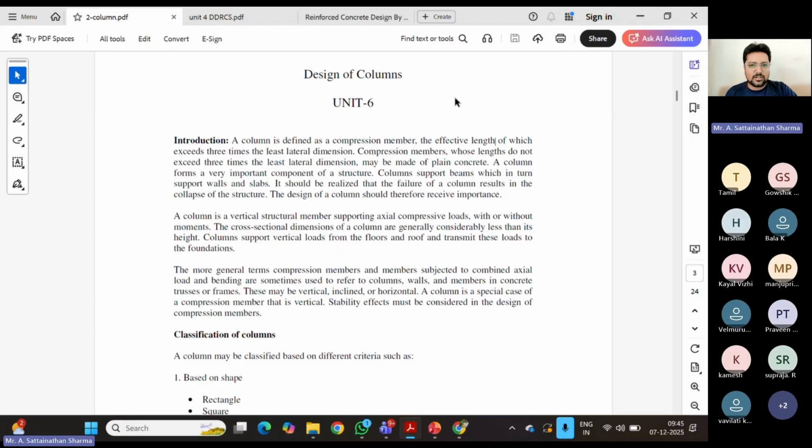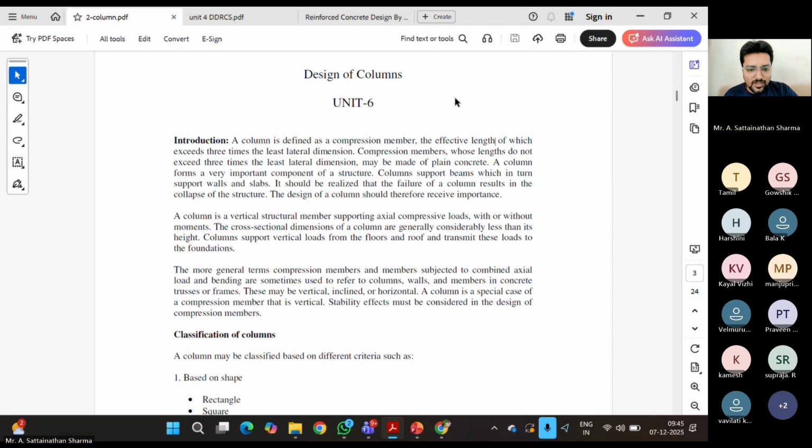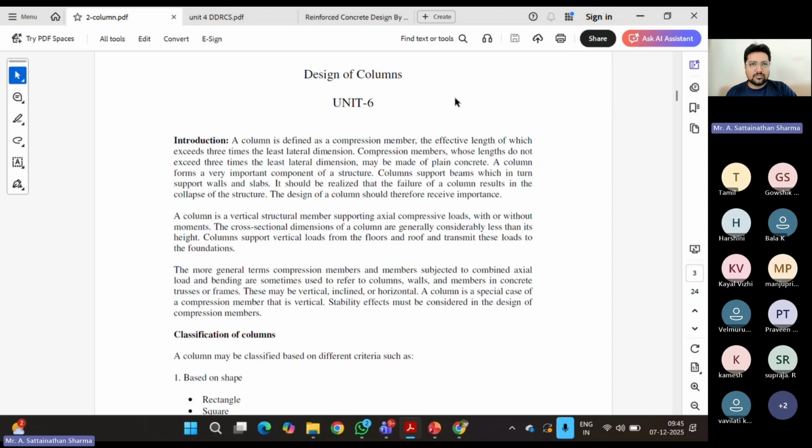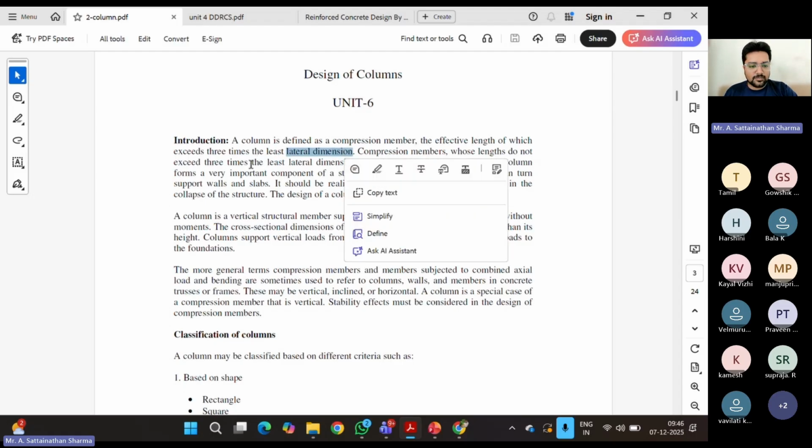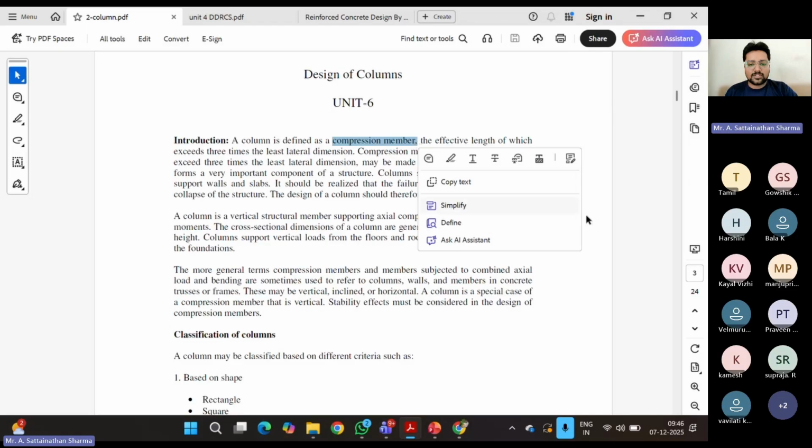Among these two, which is least? 200 is the least dimension. So that least dimension multiplied by 3, 200 into 3, I'm getting 600 mm. So that 600 mm must be less than the length of the column. That is, the effective length of the column must be higher than 3 times the least lateral dimension. This is a very common definition for a column from a civil engineering perspective, right? So here I have given explanation for least lateral dimension, and for compression member.